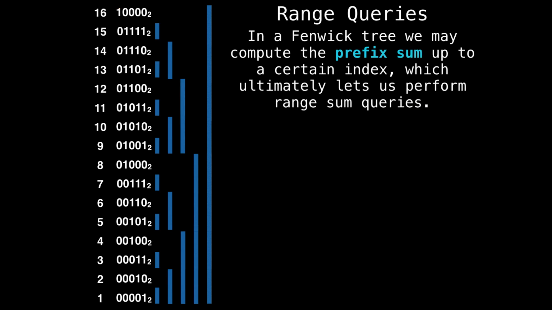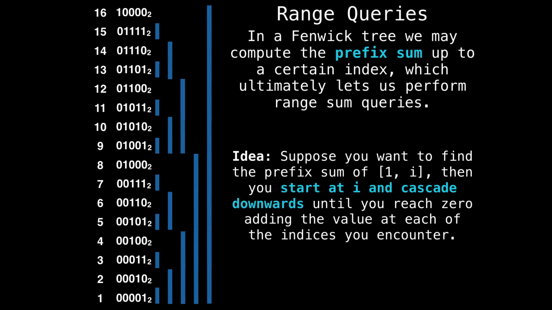So now how do we do a range query on this now that we're not really working in a standard array, but rather this weird type of range of responsibilities? And the answer is we're going to calculate the prefix sum up to a certain index, and that's what's eventually going to allow us to do range queries. So let's figure out how to do prefix sums just like we did for a regular array, but on this Fenwick tree. So the idea is we're going to start at some index and cascade downwards until we reach 0.